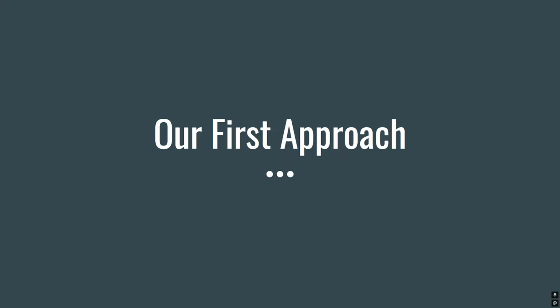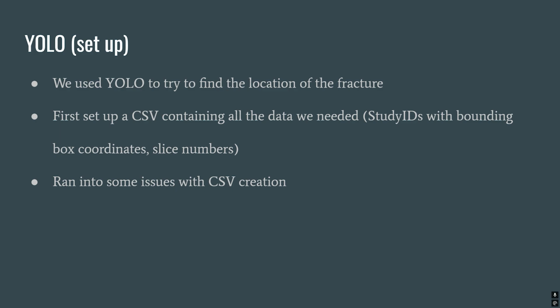In our first approach, we used YOLO to try to find the location of fractures. In order to use YOLO, we needed to create a script that writes to a CSV to congregate all of our important data together. This CSV contained rows that had the study IDs, the bounding box coordinates, as well as the slice number they could be found in the DICOM files. After setting up the CSV and creating proper variables for the file paths, we began creating the files needed for YOLO.